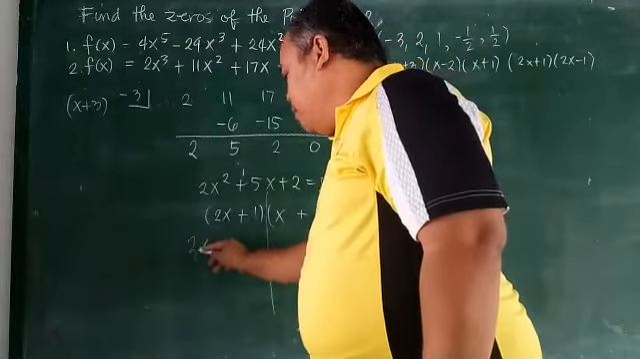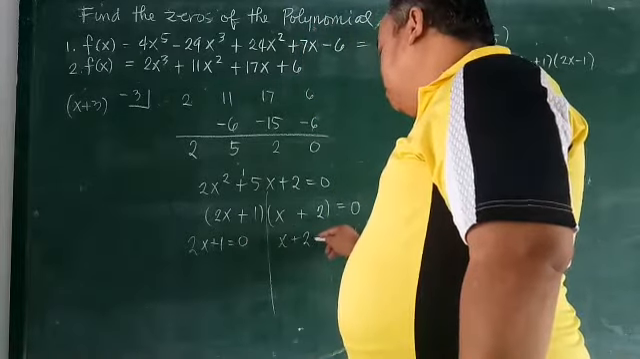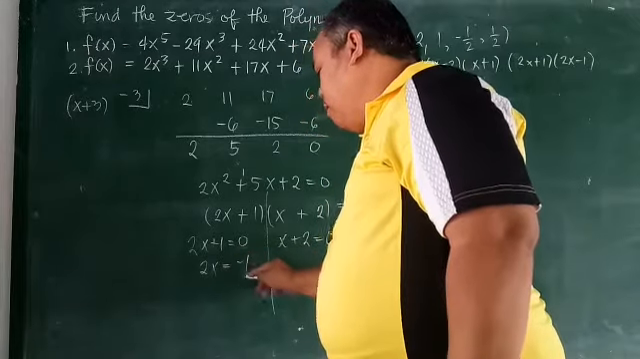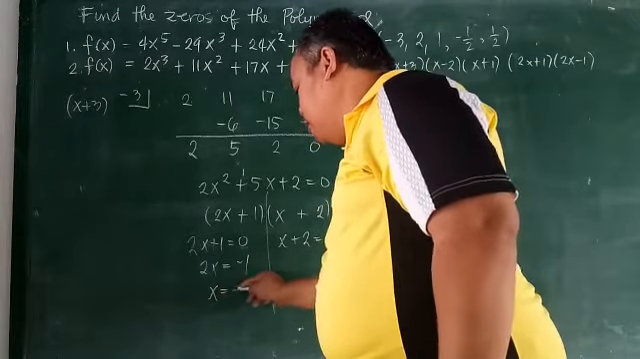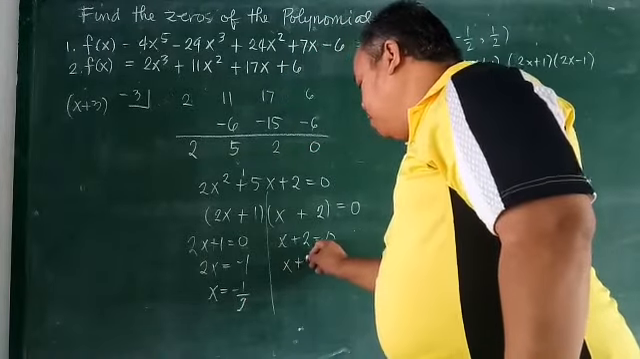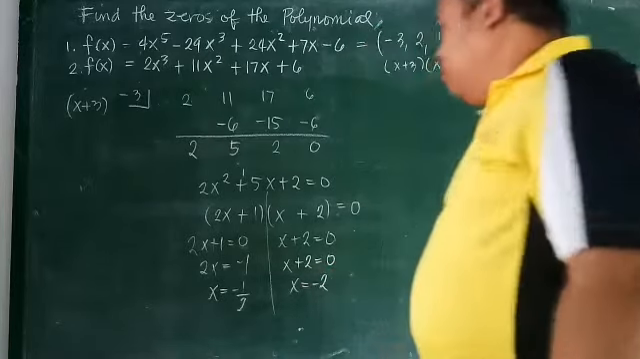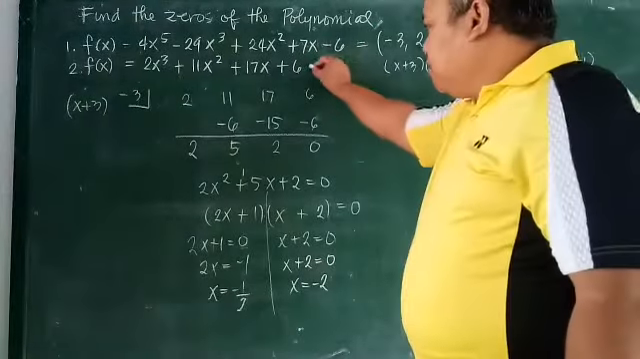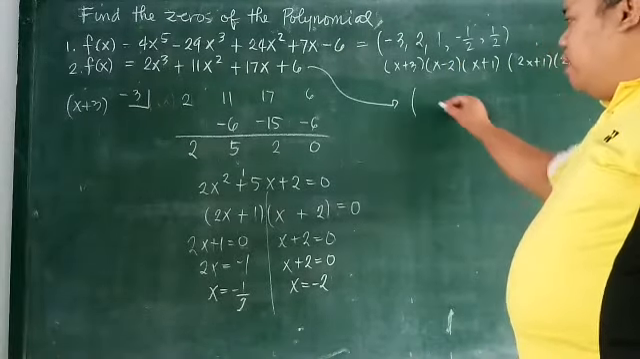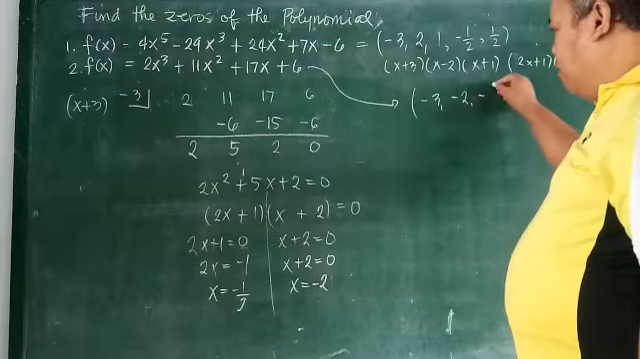So let's solve. 2x plus 1 is equal to 0, and x plus 2 is equal to 0. So 2x is equal to negative 1, then x is equal to negative 1 half. And for the other one, x plus 2 is equal to 0, and x is equal to negative 2. Now, I'm going to state the roots of this equation. The roots are negative 3, negative 2, and negative 1 half.